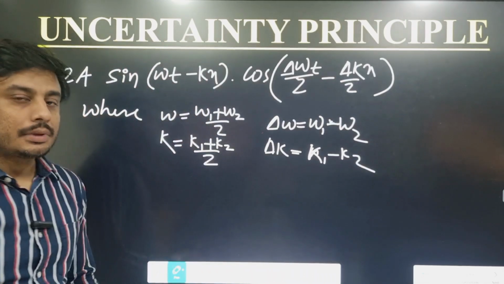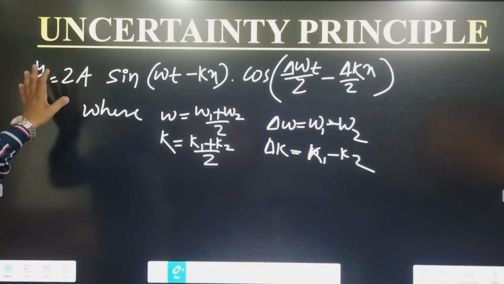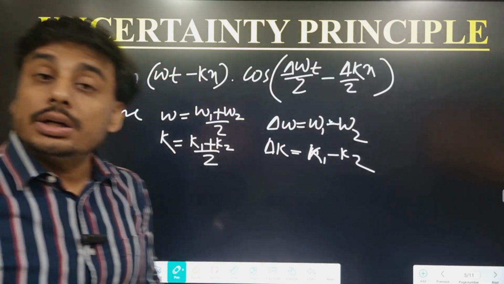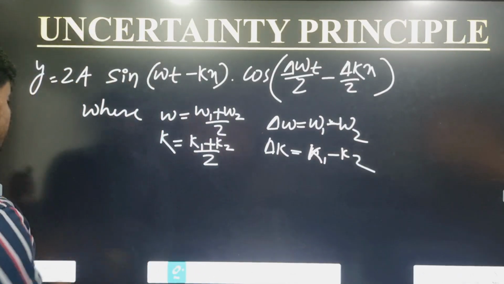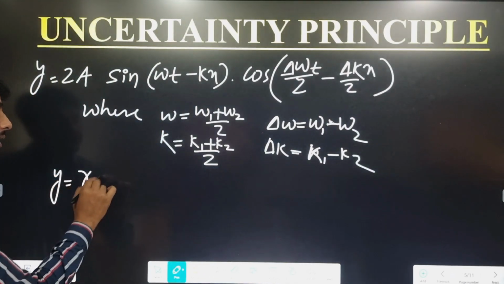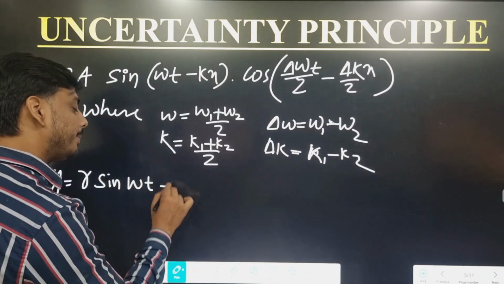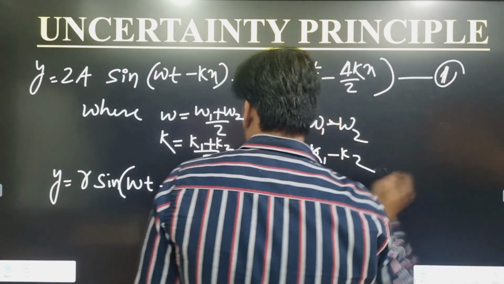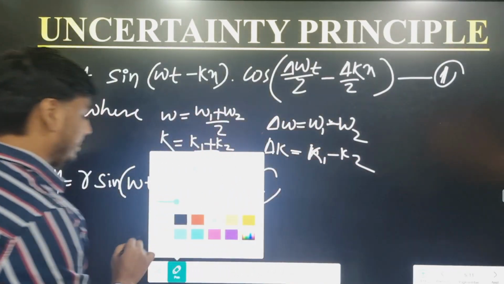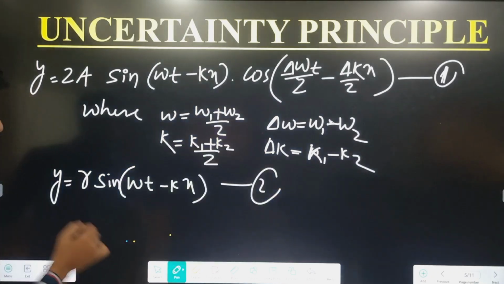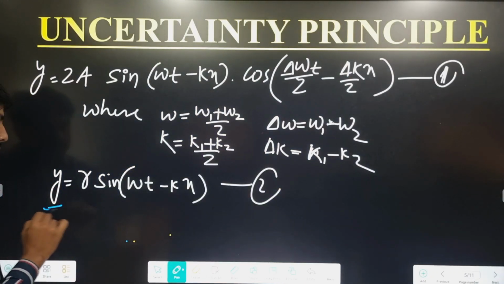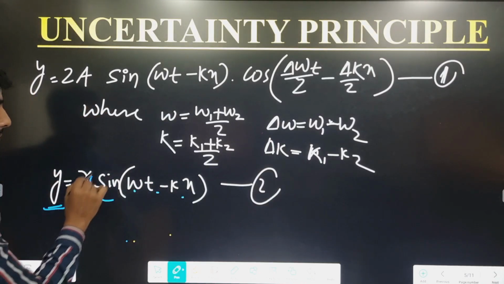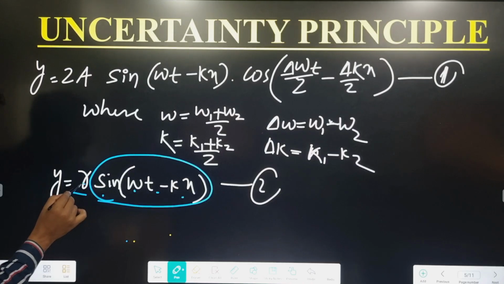These are the differences. Now you can see the formula is in the form of y equal to 2a sin omega t minus kx into cos. We are considering a simple harmonic wave. The basic formula for a simple harmonic wave is y equal to r sin omega t minus kx. If we compare these two equations, equation number 1 and equation number 2, a simple harmonic wave is always represented by amplitude into sin omega t minus kx. So except sin omega t minus kx, whatever is there is nothing but the amplitude.